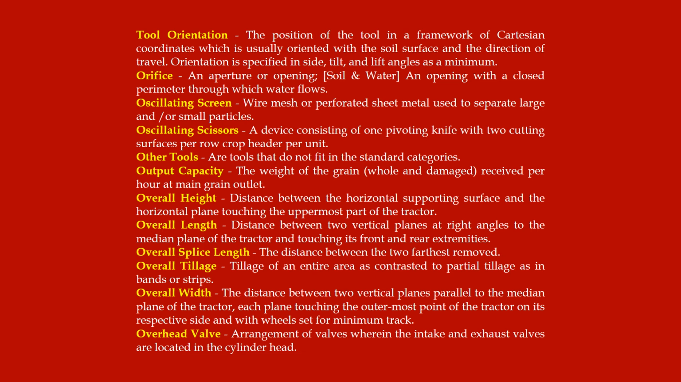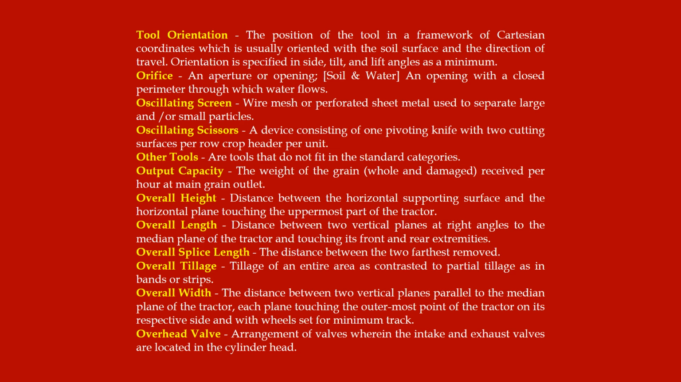Orifice. An aperture or opening; in soil and water, an opening with a closed perimeter through which water flows. Oscillating screen. Wire mesh or perforated sheet metal used to separate large or small particles. Oscillating scissors. A device consisting of one pivoting knife with two cutting surfaces per row crop header per unit. Other tools are tools that do not fit in the standard categories. Output capacity. The weight of the grain, whole and damaged, received per hour at main grain outlet.